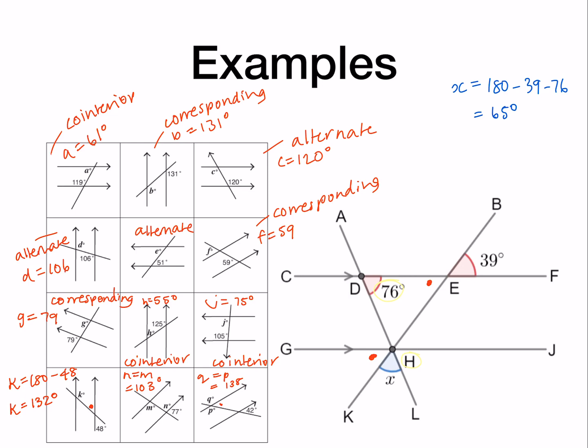And then if you use your knowledge of corresponding angles, you can see that the 76 is equal to the H down below. So if you know the two angles, then your X unknown angle is just the 180 degrees minus those two angles.